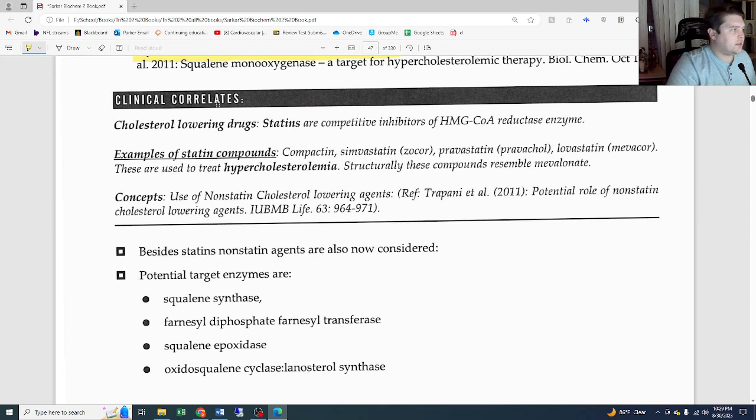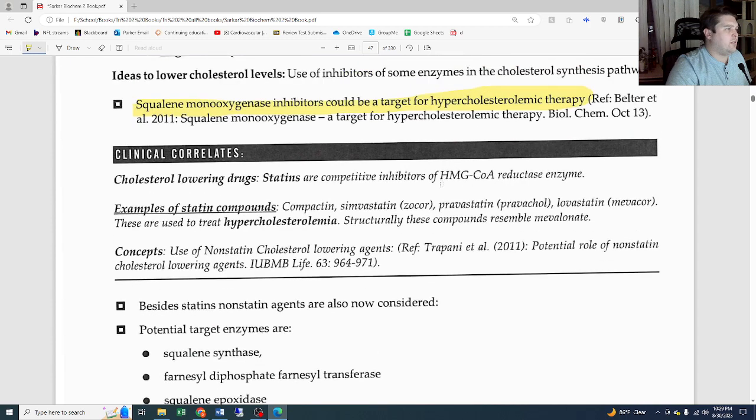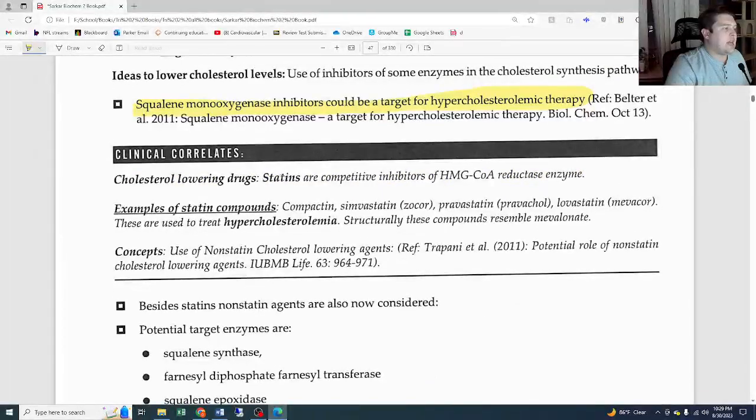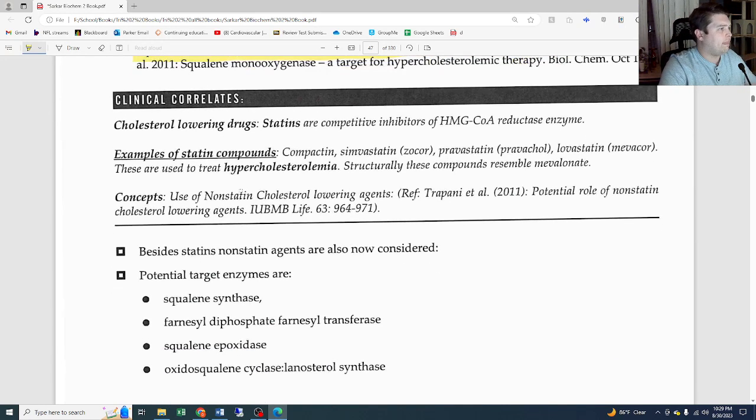Little clinical correlates. Cholesterol lowering drugs. So statins are competitive inhibitors of the HMG-CoA reductase enzyme. So rather than the HMG-CoA getting bound to the reductase, it can get bound to the statins, and then that prevents it from continuing through the process of becoming cholesterol. We have examples of the statin compounds right there.